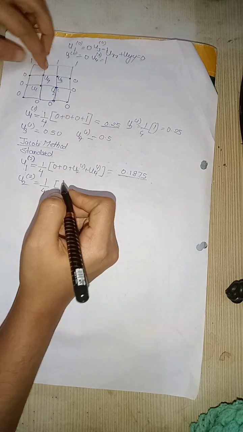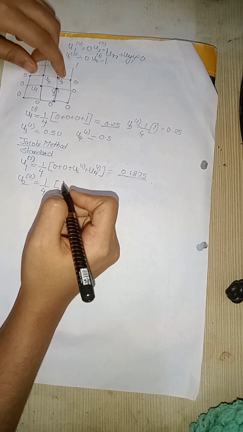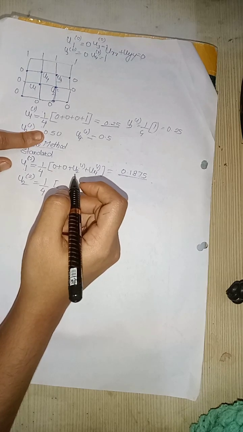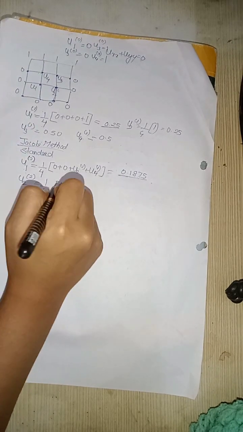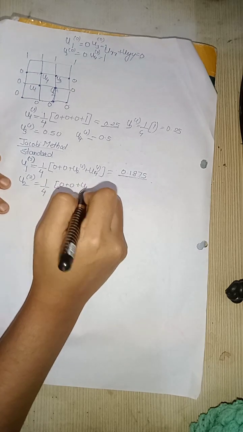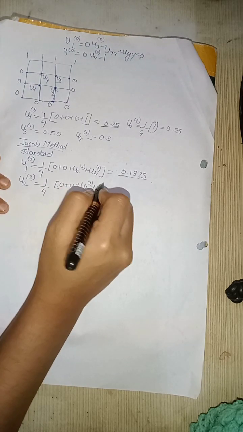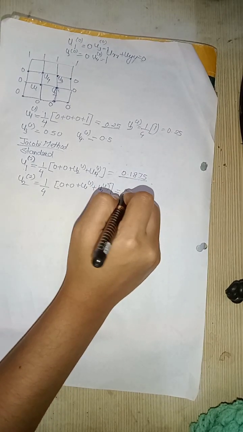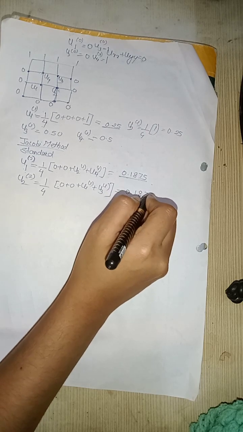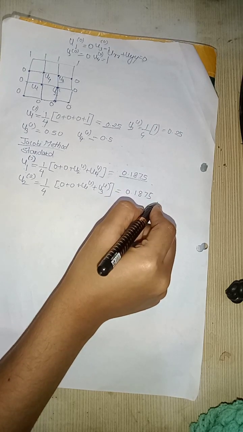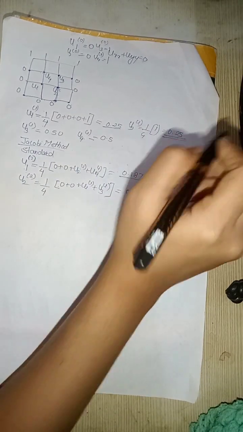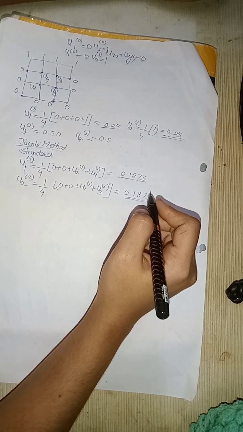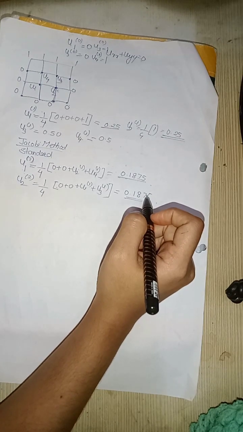So for u2 you will have 0 plus 0 plus u3 and u1. For u3 and u1 you'll have the first approximation which we have calculated. So for this you have 0 plus 0 plus u1 1 and u3 1, the first approximation of u1 and the first approximation of u3. After substituting the values, you'll get 0.1875. Our first approximation for u2 was 0.25, and we got a new approximation as 0.1875. So this is for u2.